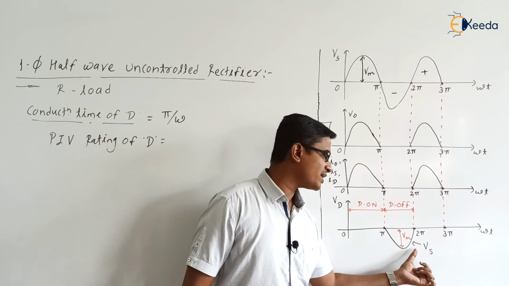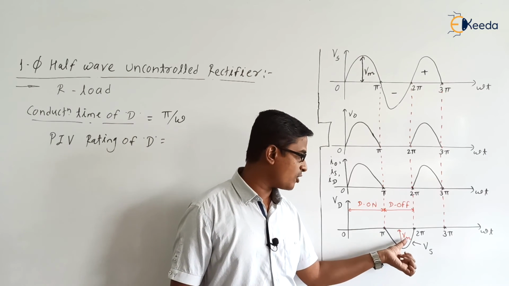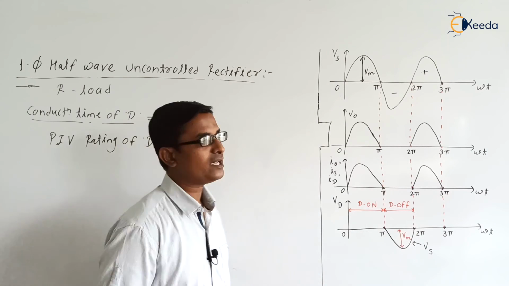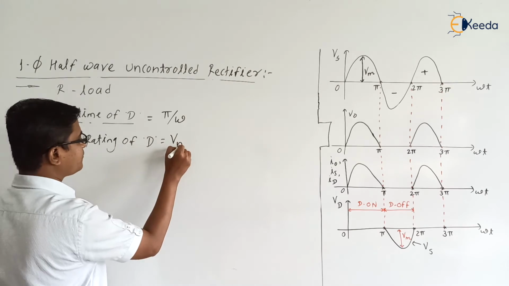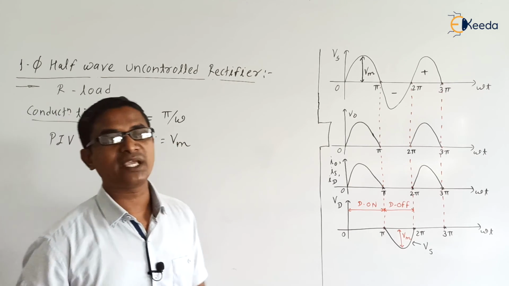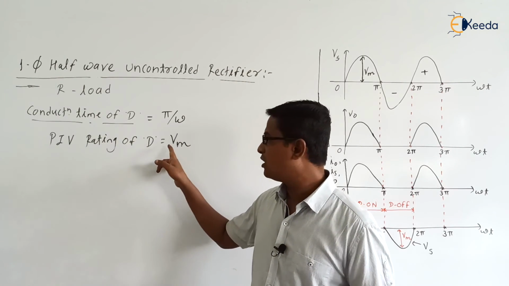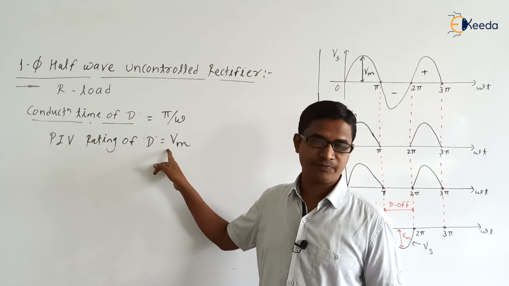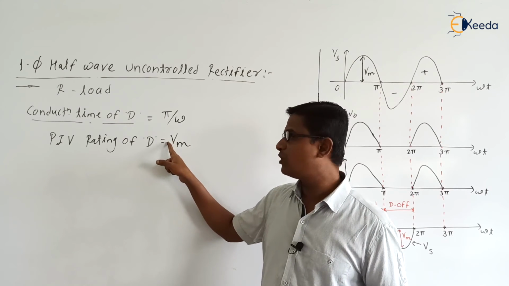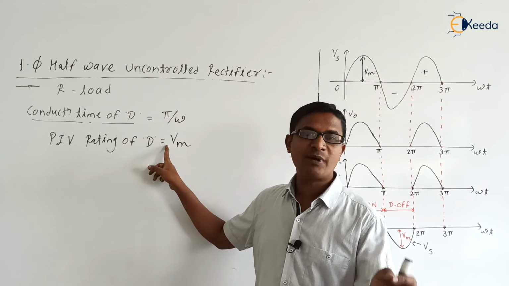So the inverse is nothing but the reverse. Maximum value of the reverse voltage is V max. So maximum value of the supply voltage, V max. Please be careful. Here we need to write only Vm, not minus Vm. Are you getting the point? Here we need to write only V max, not the minus V max.